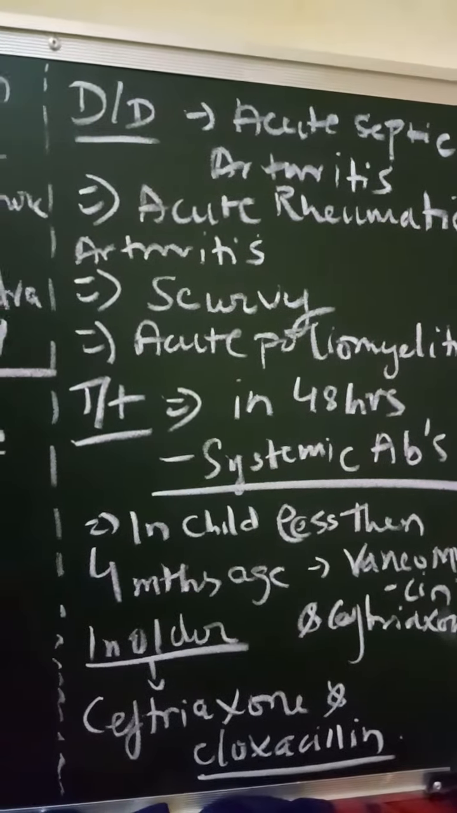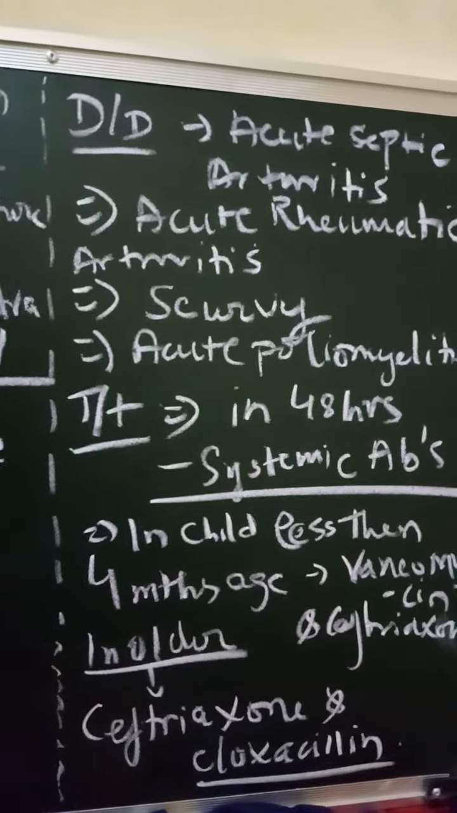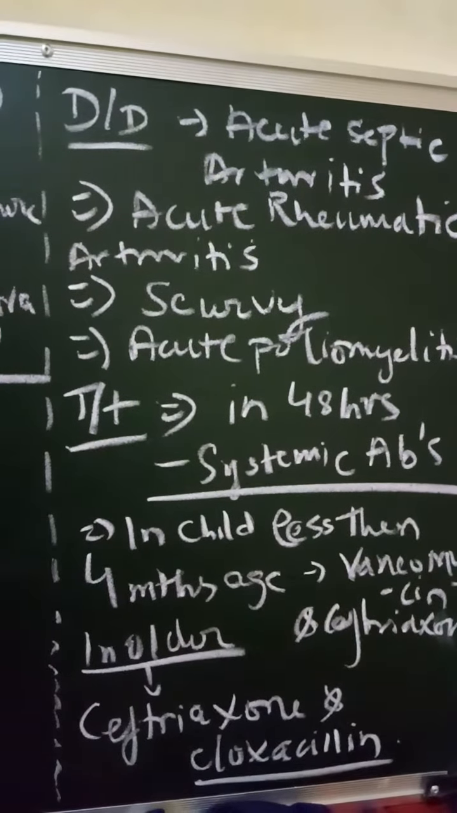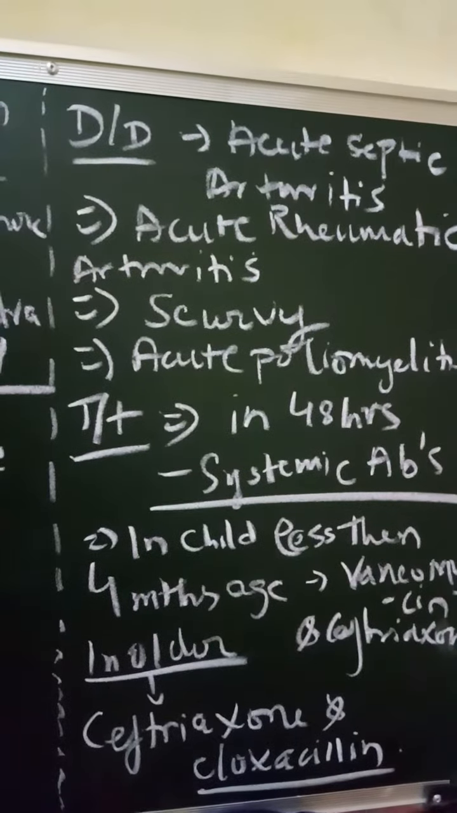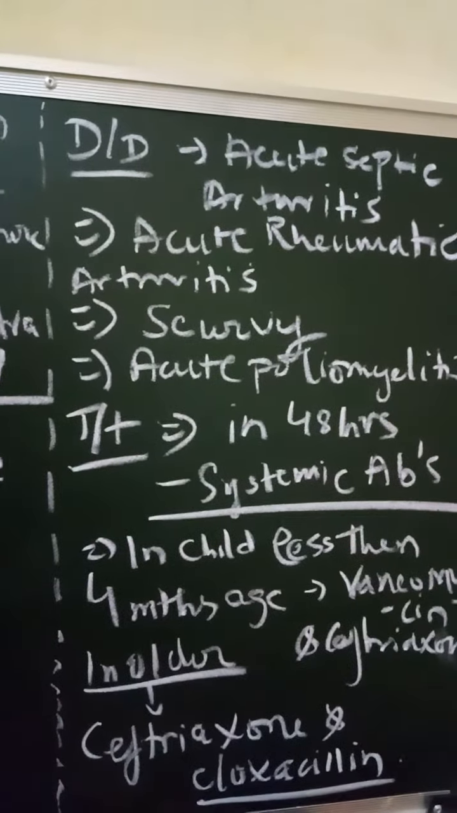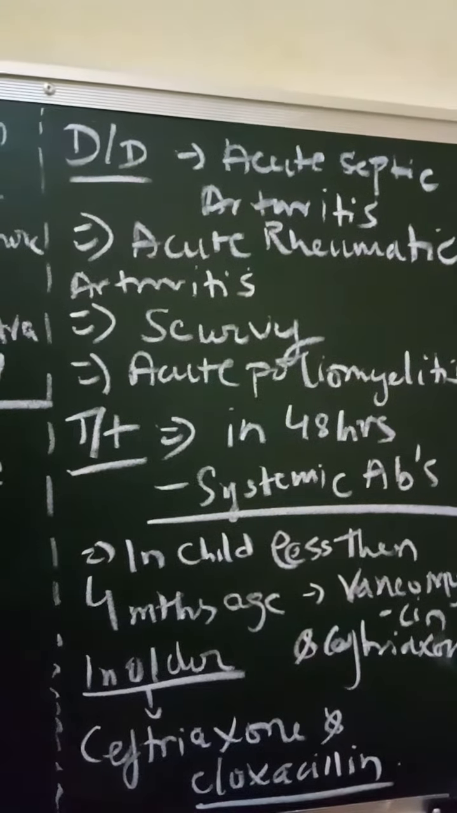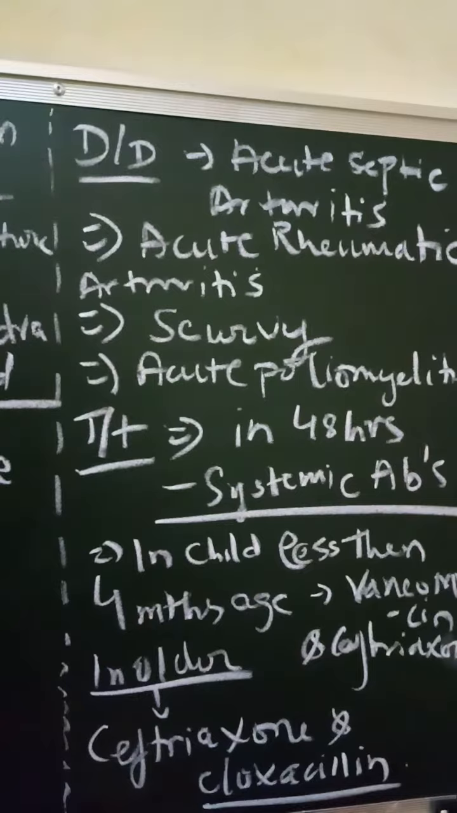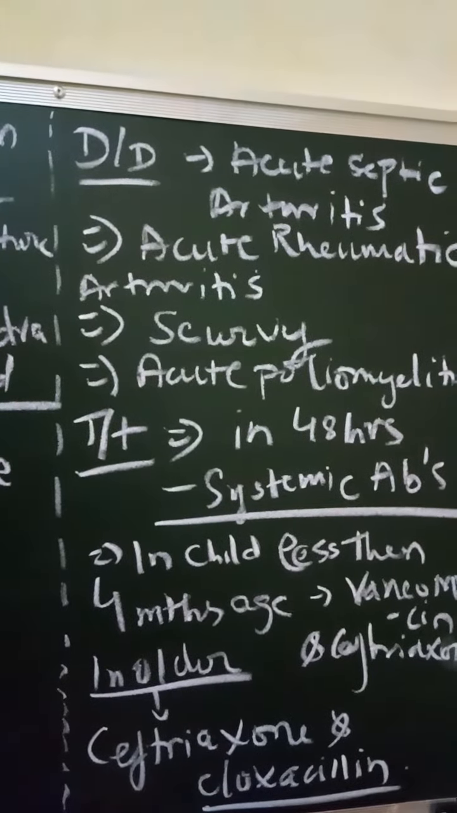So first of all, we have to remember that antibiotics are started after taking blood for culture and sensitivity. Antibiotics are changed to specific ones depending upon the culture and sensitivity report. And the child will be adequately rehydrated with IV fluids.